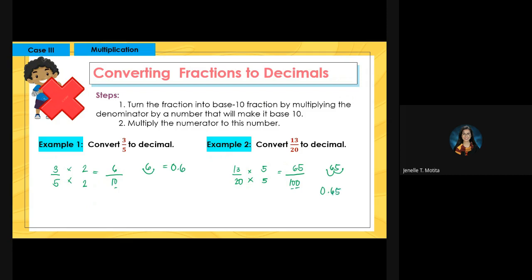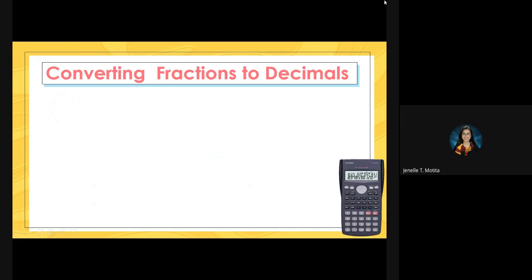So as you can see, we have the same answer even if we have a different solution. That's the magic of math. Any solution, as long as it's correct, you can come up with the same answer. Okay, let's now have case number 4. I guess this is the easiest, since you will just need to use your calculator. If you have a scientific calculator, you may use it. Converting fractions to decimals, case number 4, using a calculator.